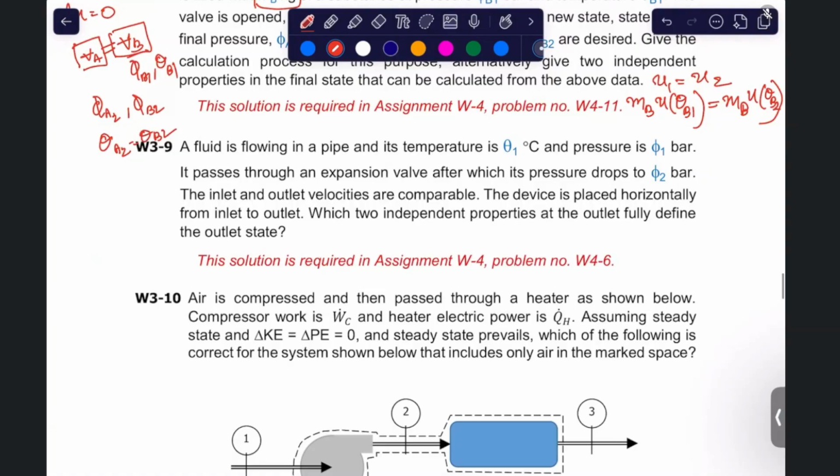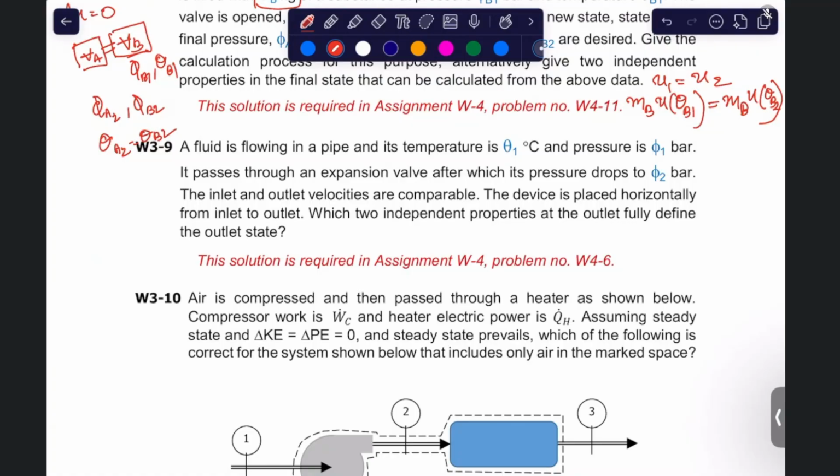Now, ninth question. A fluid is flowing in a pipe, and its temperature is theta 1 degree centigrade and pressure is p1 bar. It passes through an expansion valve, after which its pressure drops to p2 bar. The inlet and outlet velocities are comparable. The device is placed horizontally from inlet to outlet. Which two independent properties at the outlet fully define the outlet state?